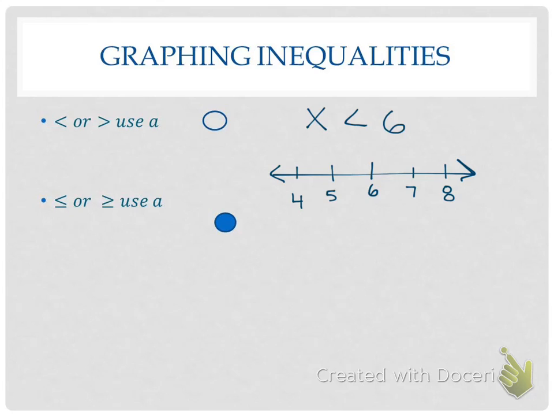So am I going to use an open circle or a closed circle in this problem? Open. And it's x is less than 6. So I need to shade the number line in the direction that the numbers are going less than 6. So is it going to be to the left or to the right? Which way are the numbers less than 6?